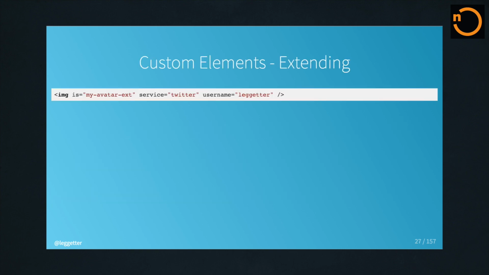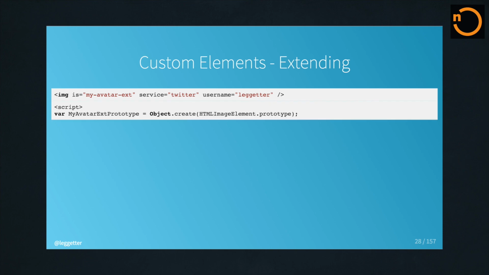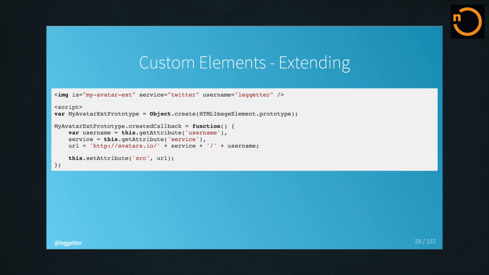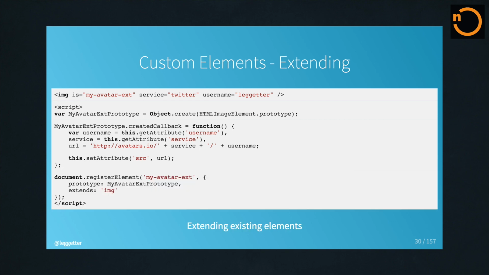You can also extend existing elements. In this case, I'm taking the image and inheriting all the functionality that it provides already. I'm saying it is a my avatar X, so a new type of custom element that I've defined. Putting two properties on it again. To define it, I'm actually taking the HTML image element prototype, created callback, I'm getting the username, I'm getting the service, I'm building the URL, and I'm using this, which is now an image, setting the source to the URL. So I'm getting that functionality that the image provides already. Registering it, I need to say that the prototype is the object I've created again, and I need to say that I'm extending the image tag.